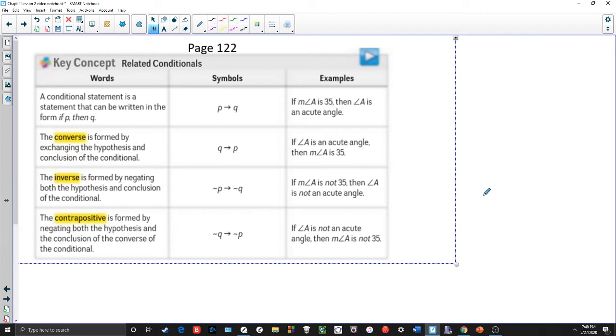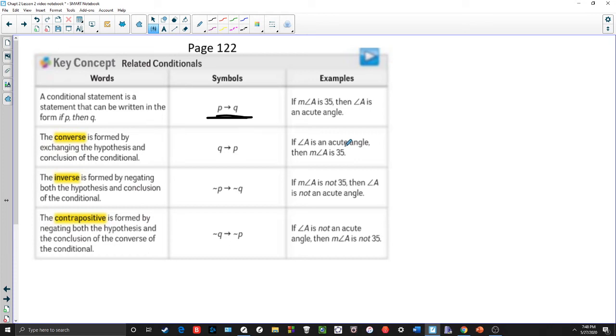There are four types of forms that we have for a conditional. So there's the normal conditional statement, if P then Q. Then we have converse, inverse, and contrapositive. The converse is basically when you flip the statement. So converse means you take your conclusion, make it your hypothesis, take your hypothesis and make it your conclusion. So you switch P and Q. So if the original statement was, if A is 35 degrees, then A is acute, the converse would be flipping them: if A is acute, then A is 35 degrees. So the converse is just the flipped form of the original.